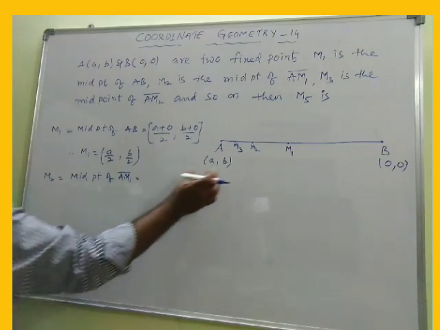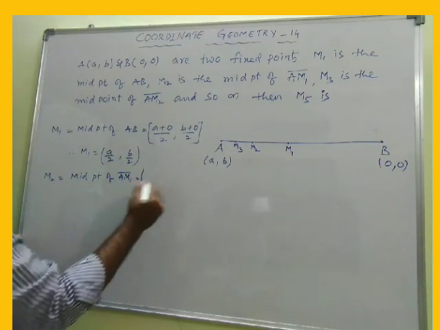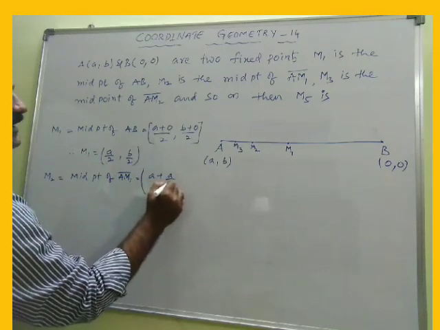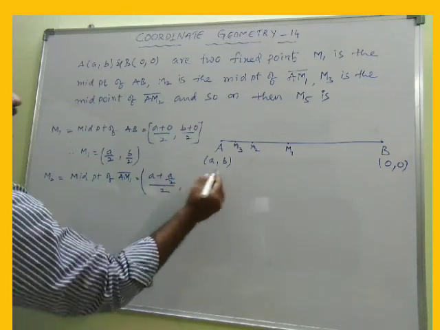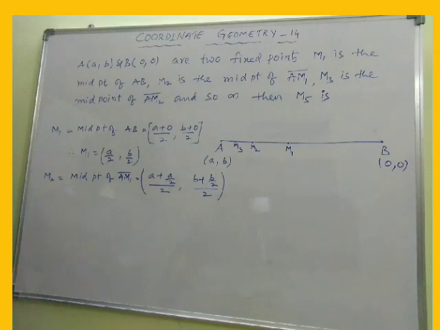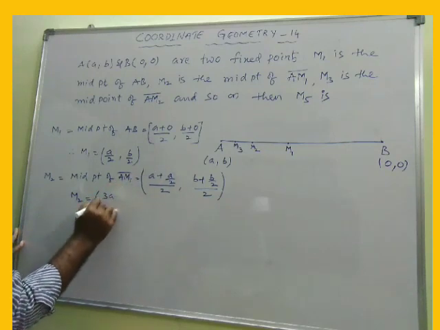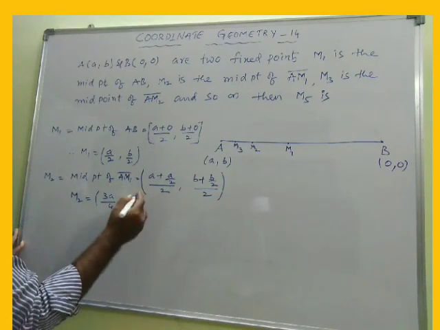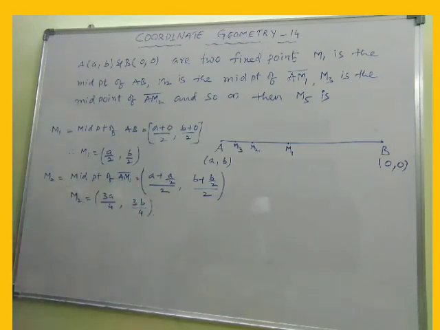So A is A comma B and M1 is A by 2 comma B by 2. For this, we need the midpoint concept. So A plus A by 2 whole divided by 2, x1 plus x2 by 2, comma B plus B by 2 whole divided by 2. So therefore, what is M2? 2A plus A, 3A by 4, comma 3B by 4.